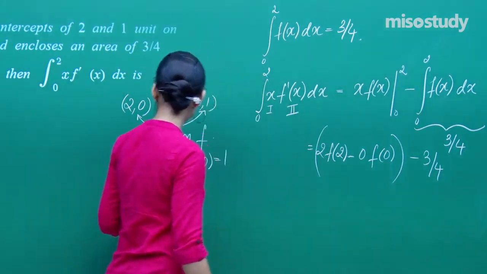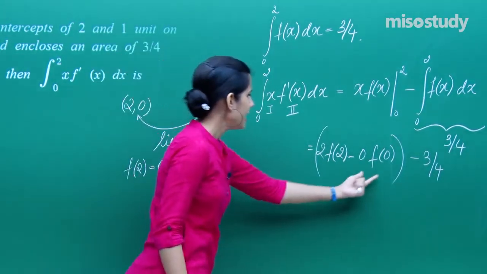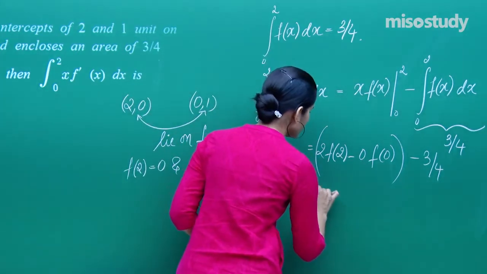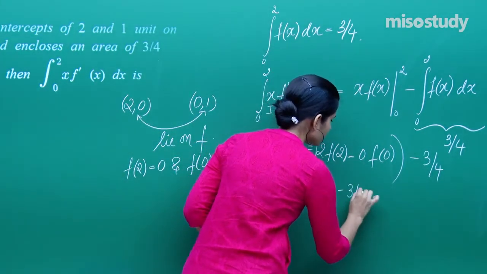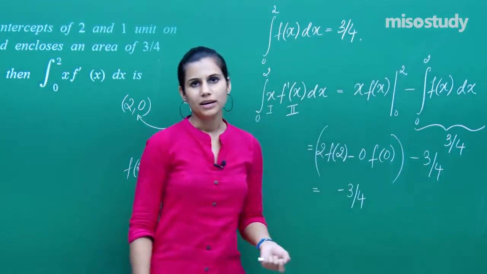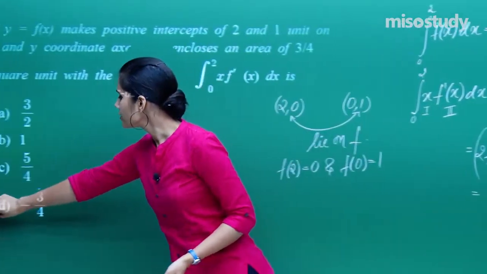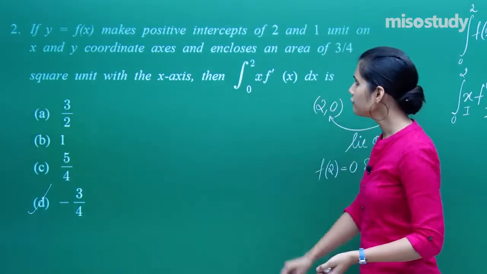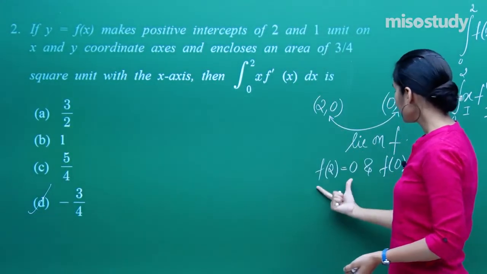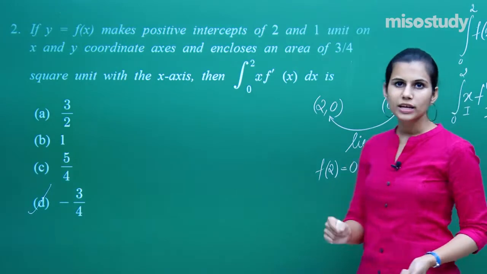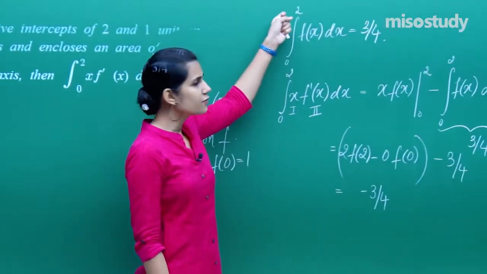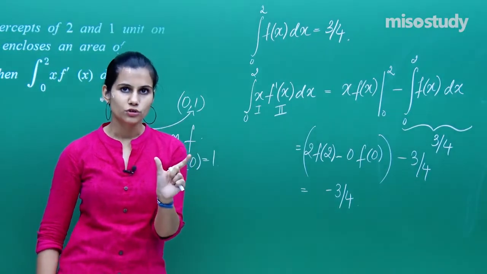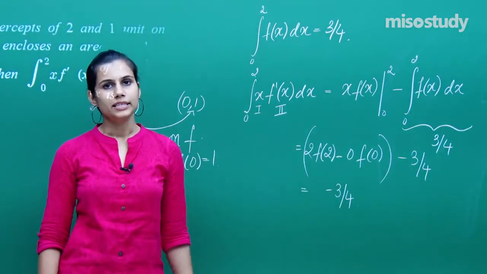f of 2 is 0. f of 0 is 1. You get 2 into 0 minus 0 into 1, which is 0. 0 minus 3 by 4 is minus 3 by 4, and therefore your answer is this. Are you understanding? So pretty easy enough. The intercept concept actually gave us these two values and also gave us that this integration will be carried from 0 to 2 because it is along the x-axis, and only that particular portion from 0 to 2 is what is being taken into account.